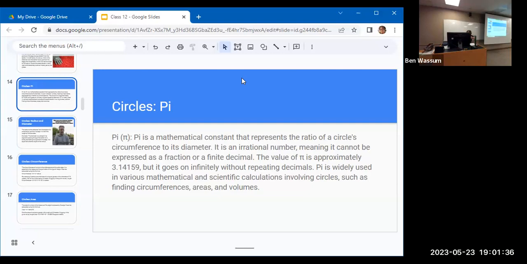It's an irrational number, meaning it cannot be expressed as a fraction or a finite decimal. The value of pi is approximately 3.14159, but it goes on infinitely without repeating decimals. Pi is widely used in various mathematical and scientific calculations involving circles, such as finding circumferences, areas, and volumes.